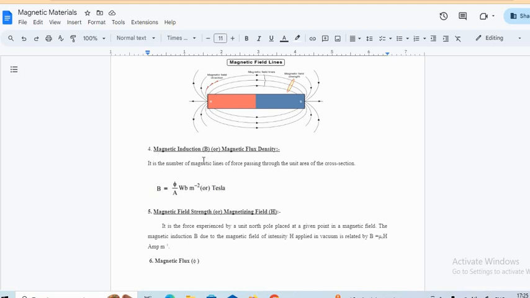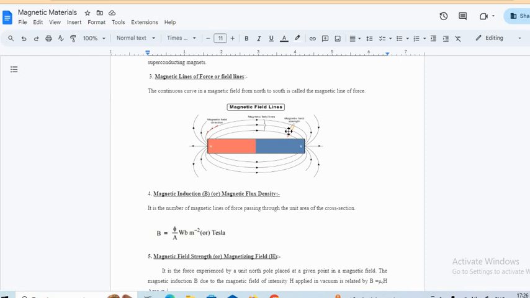The magnetic induction, or magnetic flux density: you can consider a unit cross-sectional area and ask how many lines of force are passing through it. More lines of force means more induction, more flux density. If fewer lines are passing, we consider less magnetic induction, or less flux.